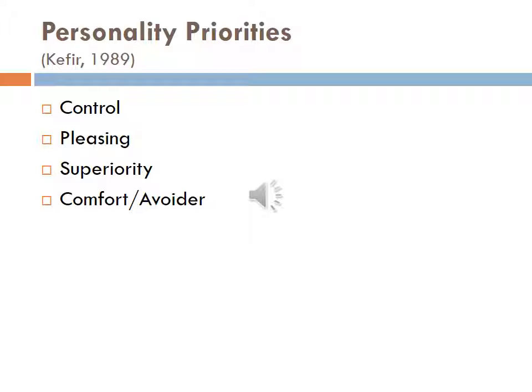Nira Kefir went on from her research with Ray Corsini to propose these 4 personality priorities. This is widely used in the practice of individual psychology, and a number of ways to identify these personality priorities have been put out. Brown developed a semi-structured interview, Roberts developed a Q-sort interview, and there are 3 different questionnaires that are widely used.